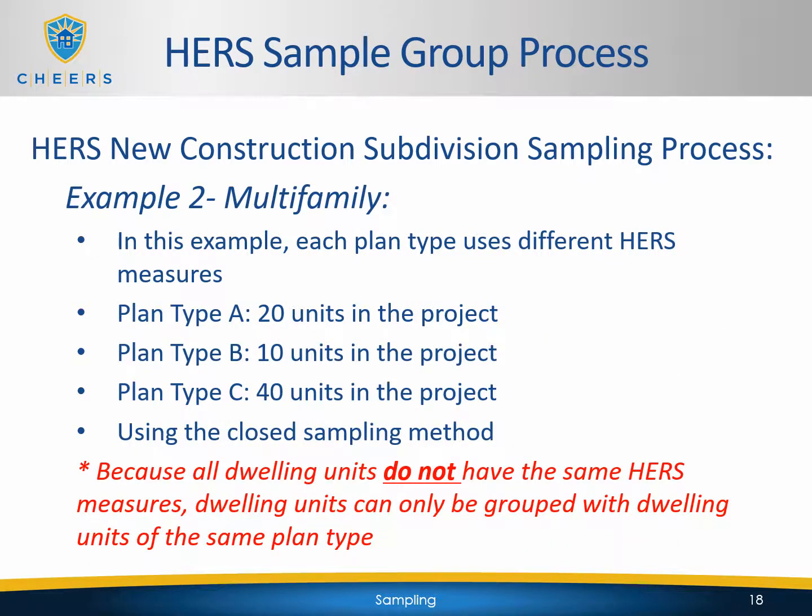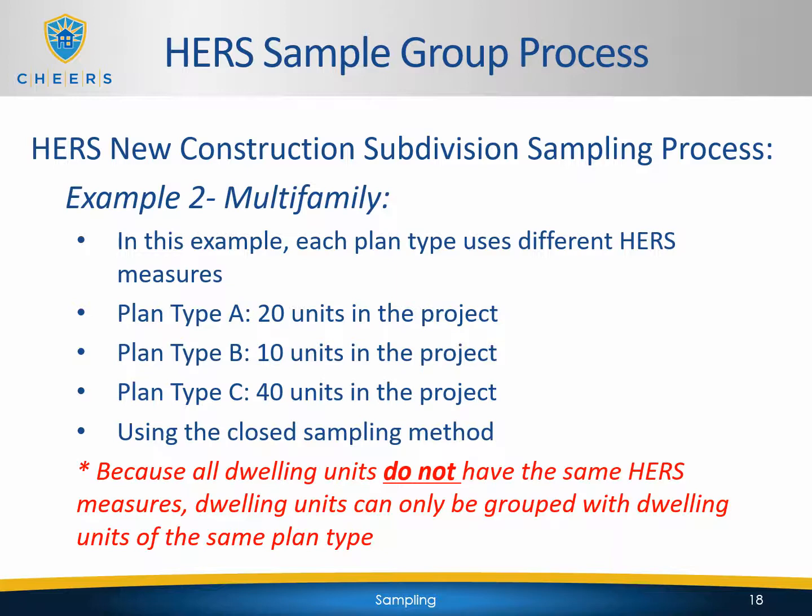In our second example, we're going to do each building type that uses a different HERS measure. So now we can't group dwelling units between buildings. We have to only group dwelling units within a specific building type. So for this example, building type A is going to be 2 buildings of the project, so a total of 20 units in the project. Building type B is only going to be a single building, which will account for 10 units in the project. And building type C is 4 buildings, and it will be 40 units in the project.